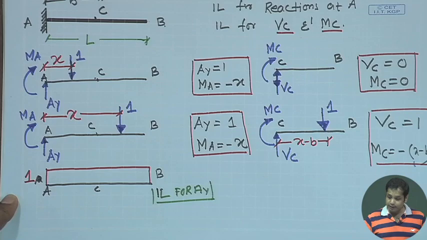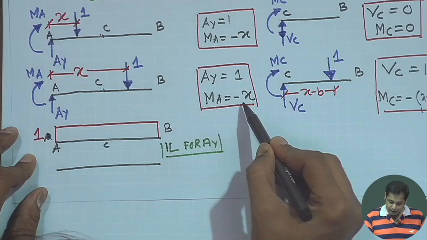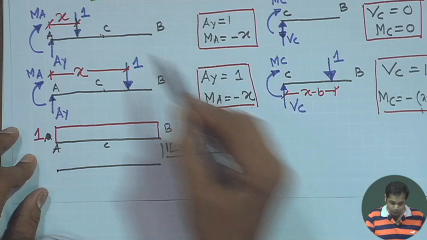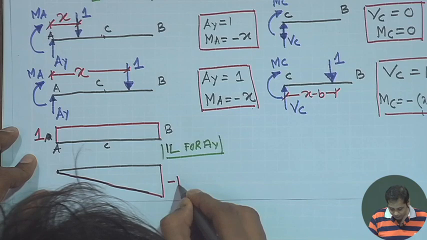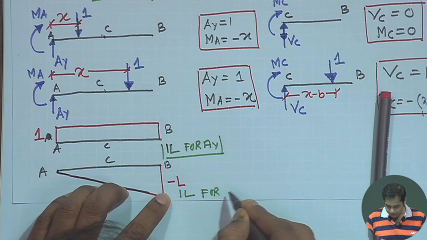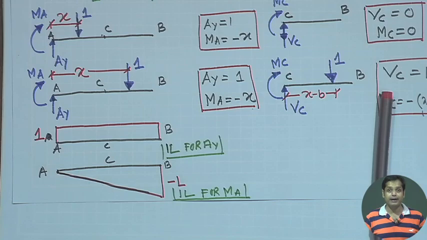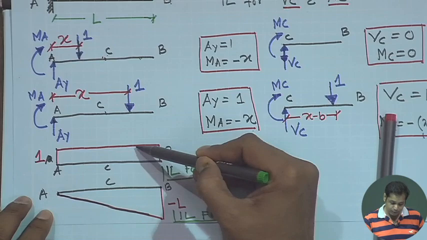Now, the influence line for moment will be minus x from A to C, and from C to B still it is minus x. So, x is equal to 0, it is 0, x is equal to L, it becomes minus L. In between it varies linearly, and this value is minus L. This is A, B, C, and this is the influence line for moment at A. Now, you apply the load anywhere in between, and to get the support reactions, you just read the corresponding ordinate from this diagram.